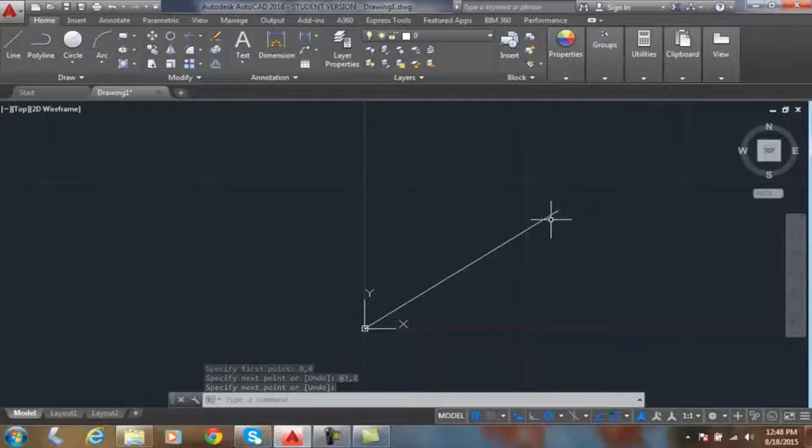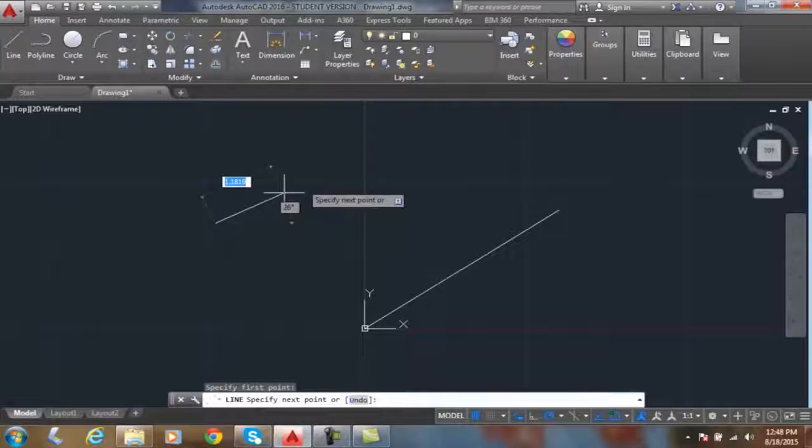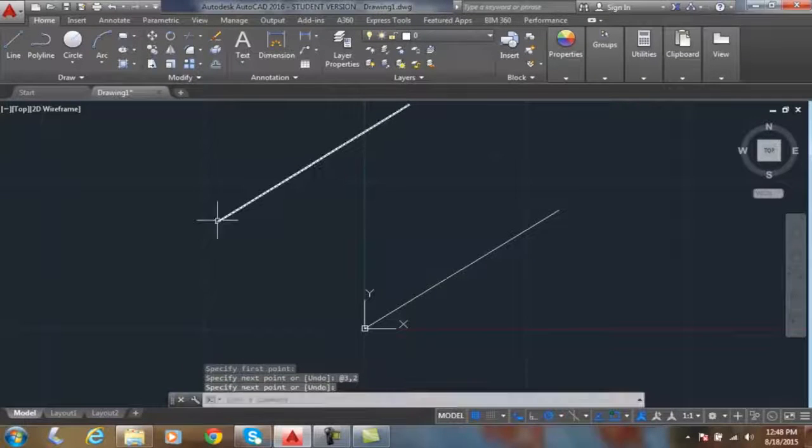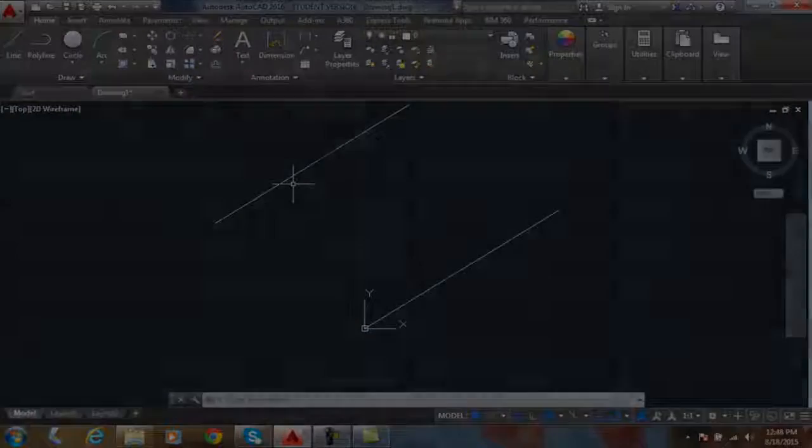So it doesn't matter where I'm at actually. I can be at random and say, hey, I want to go @3,2 and enter. Now, wherever I'm at, I go 3 units to the right and up 2 units. So the relative coordinate uses the at symbol to say from that previous spot we are at, we're going to use it as a temporary origin. And the distance from that origin will be our next point.